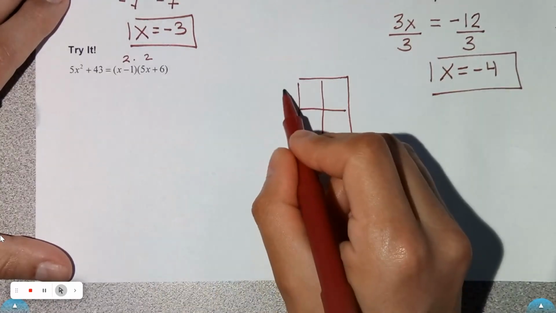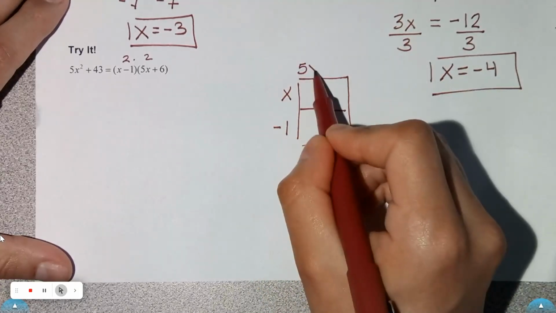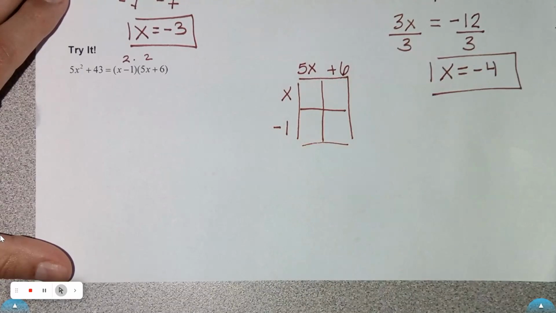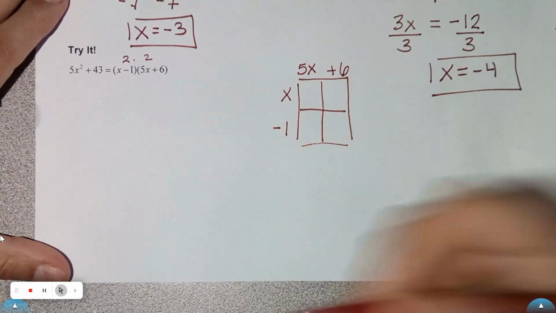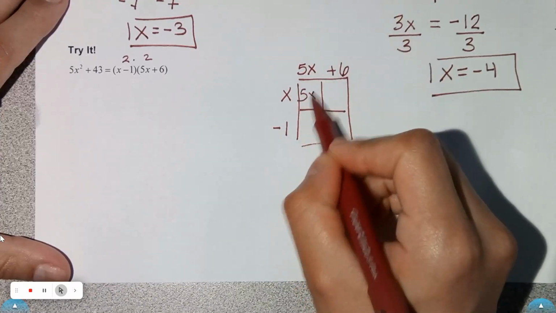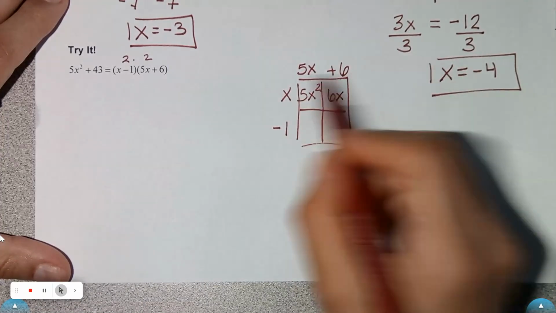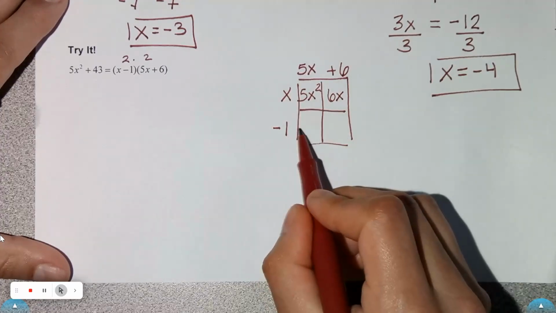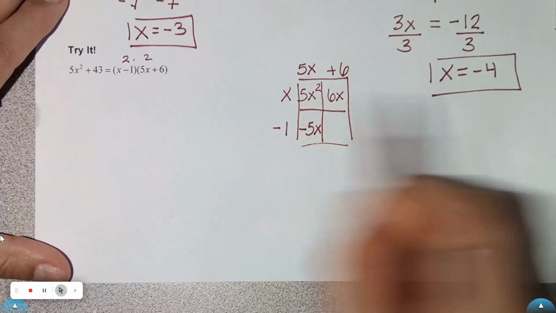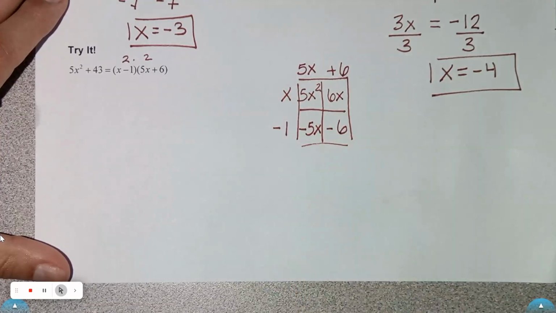My first thing is x minus 1. Remember, the minus goes in front of the second number. And then I have 5x plus 6. Okay, I'm going to multiply to get inside of the box. So 5x times x is 5x squared. 6 times x is 6x. 5x times -1 is -5x. And 6 times -1 is -6.